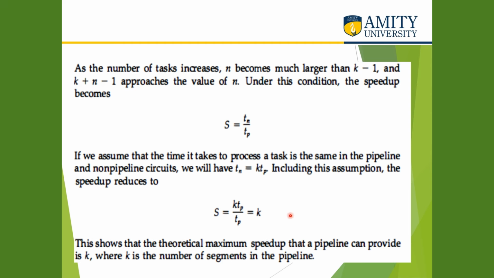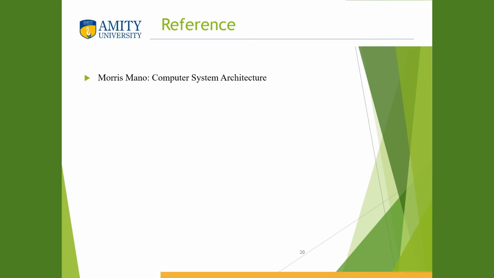So this shows that the more segments there are, the faster the computer can compute and execute the tasks. Thus, pipelining helps in parallel processing and in increasing the speed of execution of instructions. This was it for the topic of pipelining, and we'll be continuing in the next video.